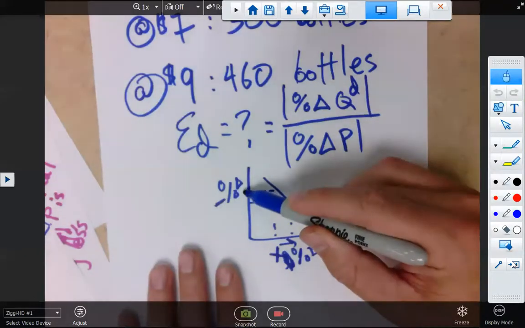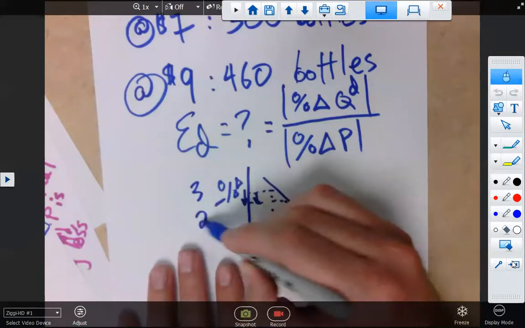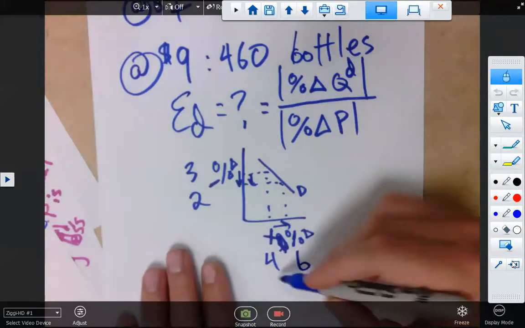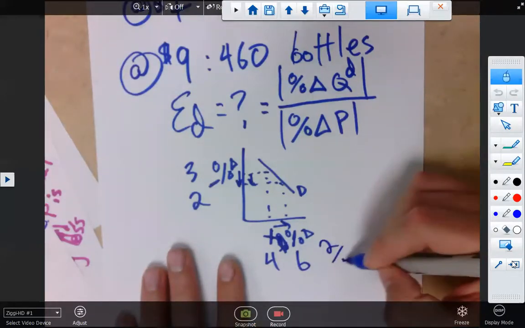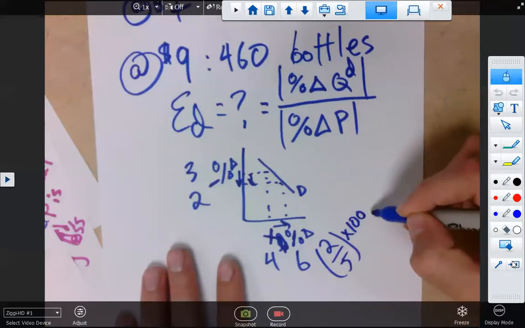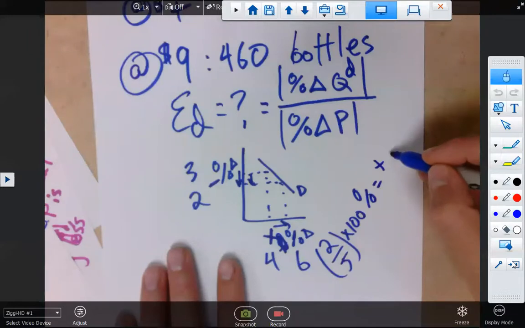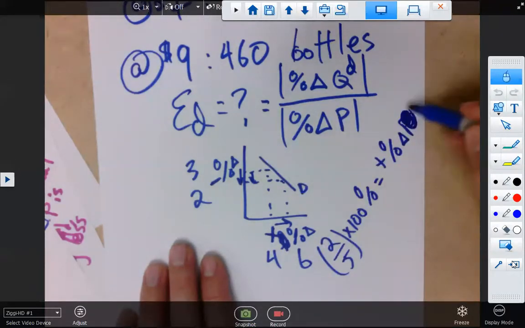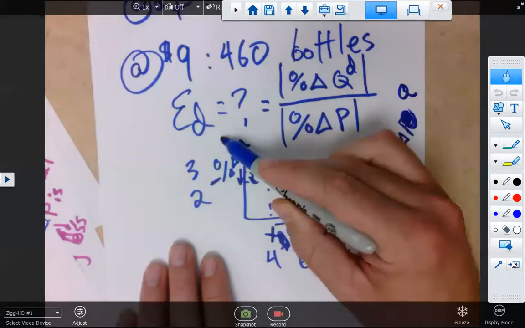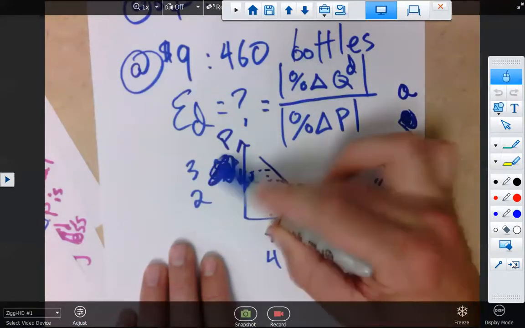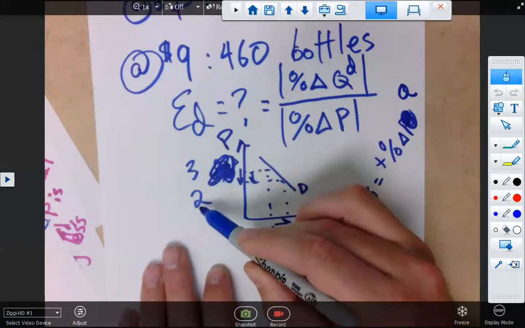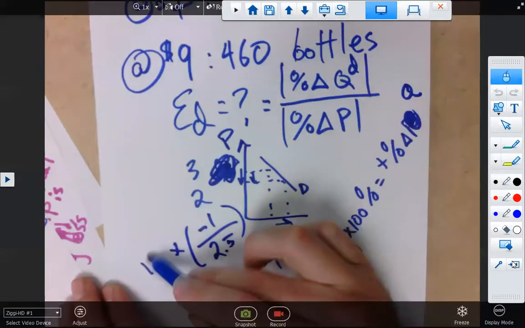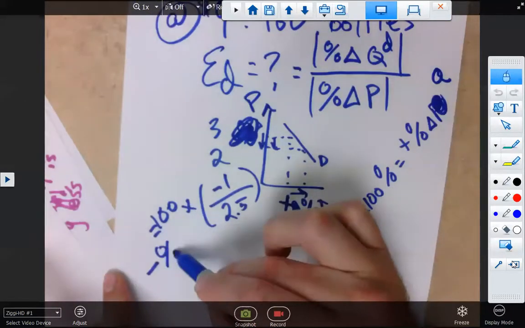So if we go from $3 to $2, then instead of 4 people wanting it, there's going to be 6 people that now want it. And so this is a positive change of 2 out of 5, times 100, is the positive percent change in the quantity. And this is a negative change in the price from 3 to 2. So that would be 2 minus 3, which is negative 1, over 2.5, times 100. And so that's, again, the negative percent change in the price.